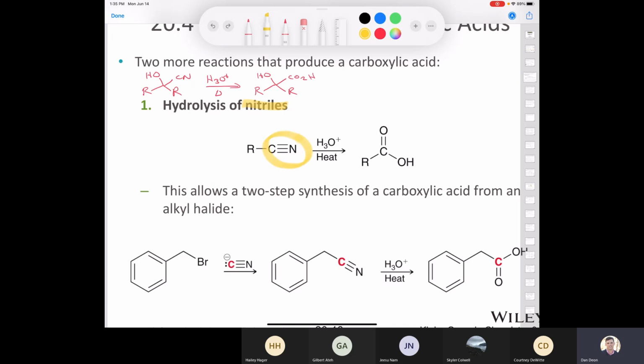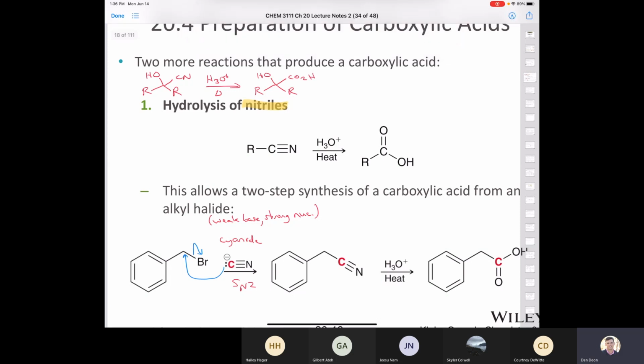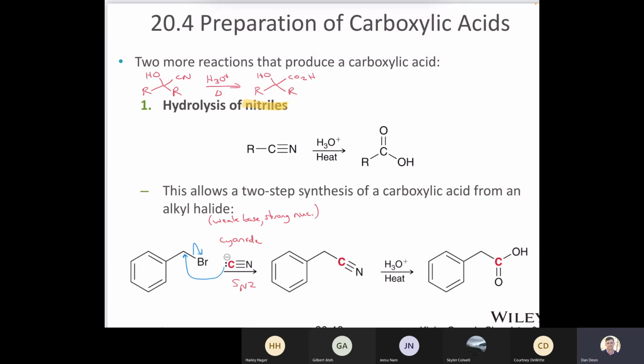Now, you already know how to make a nitrile because we talked about it quite a bit in Organic Chemistry 1, right? If you use cyanide as a nucleophile, cyanide is a weak base, but it is a strong nucleophile. So if I put it in the presence of a primary alkyl halide, what's it going to do? It's going to do an SN2 reaction. You can practice your curved arrows here. Nucleophilic attack, loss of leaving group, and now I have a nitrile group. If I treat that with aqueous acid and heat, I make a carboxyl group like that. So there's a new way to make a carboxylic acid from a nitrile.